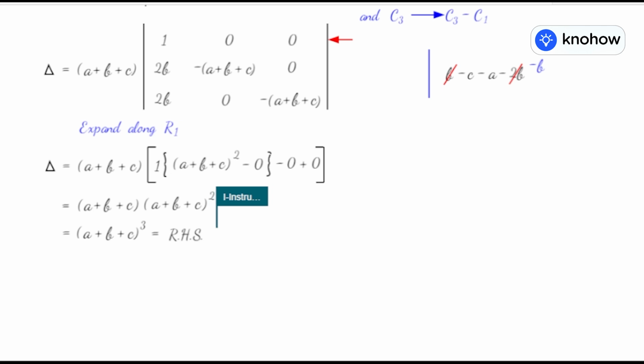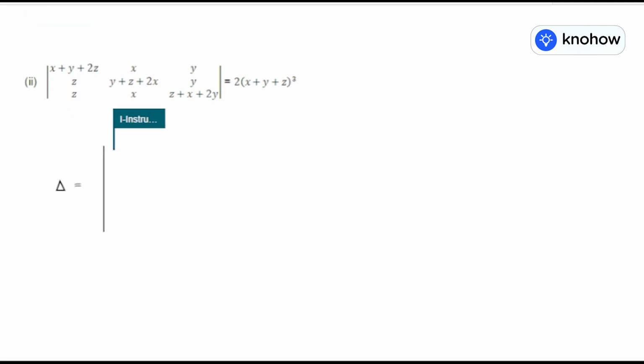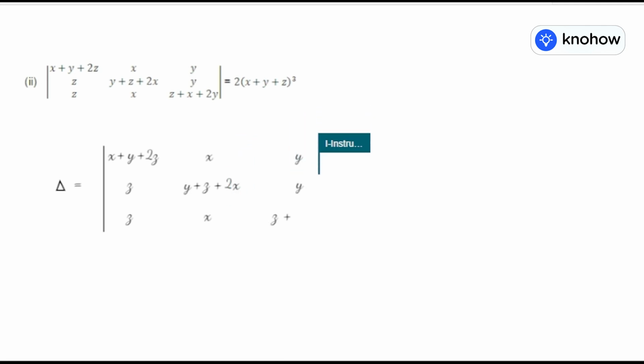Now using properties, show that the determinant equals 2 times x plus y plus z whole cube. It is almost the same as question 11 first part. Now what is the determinant given to you? The elements of the first column are x plus y plus 2z, z. That of the second column are x, y plus z plus 2x, x, and the third column are y, y, and the last is z plus x plus 2y. Now look at it very carefully and let me know how can you get 2x, 2y, 2z.